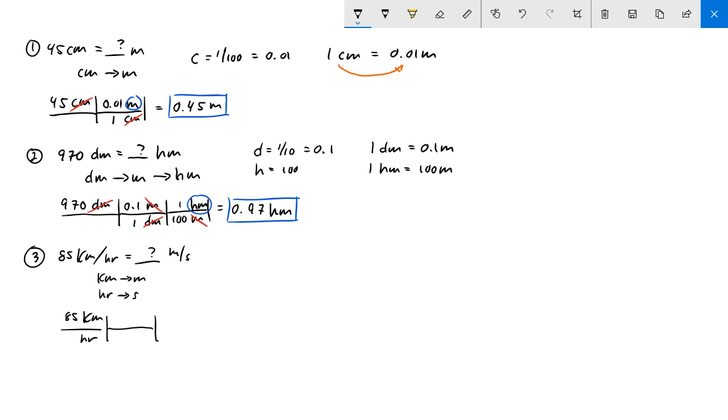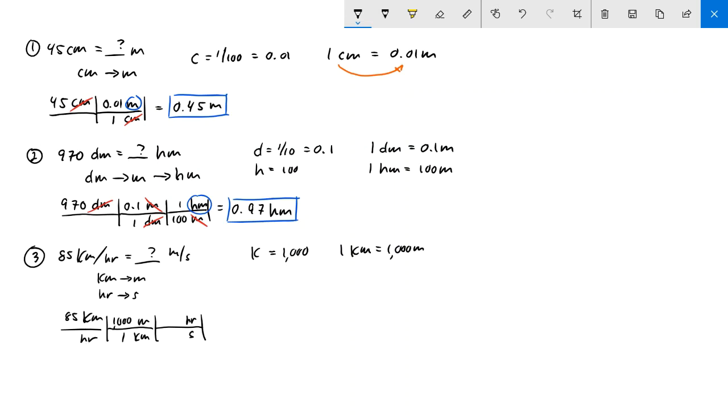And then we'll do our first conversion. So kilometers down here, meters on the top. And you can see over here, we've got hours on the bottom. So we have to put that on the top to cancel it. Change that to seconds. So let's figure out what kilo means. Well, kilo is 1,000. So if I have 1 kilometer, that's the same as 1,000 meters. So 1 kilometer is 1,000 meters.